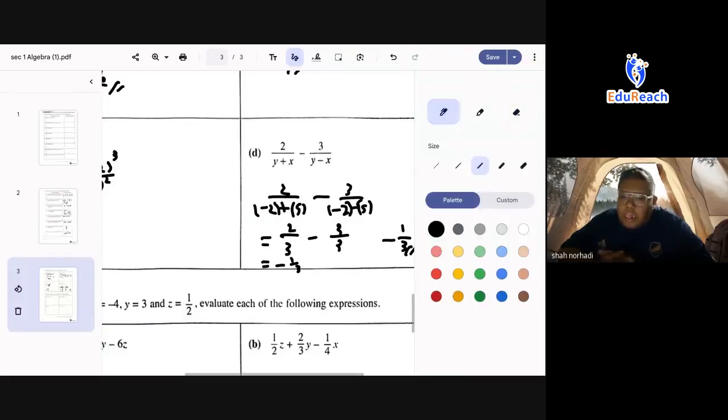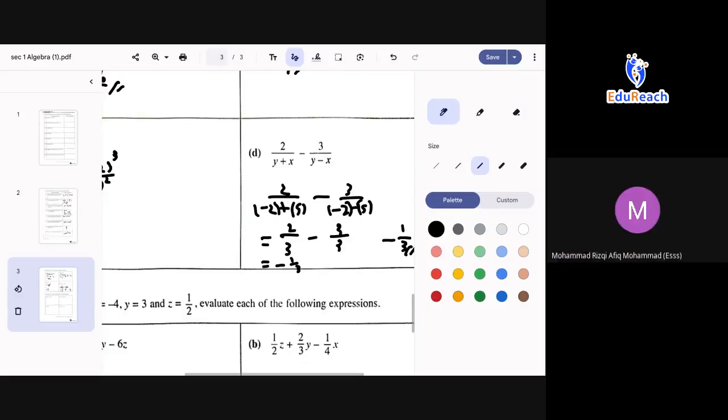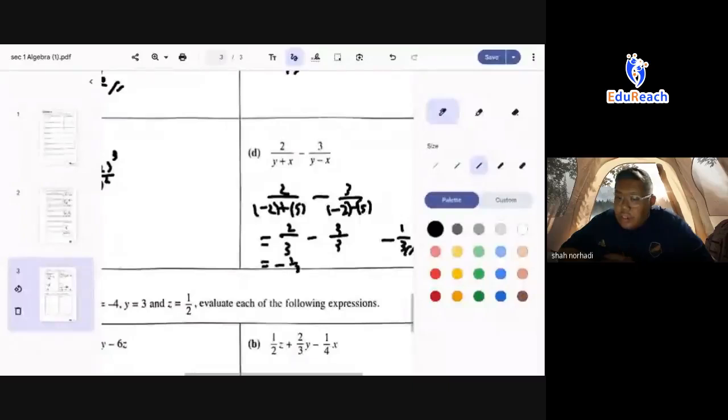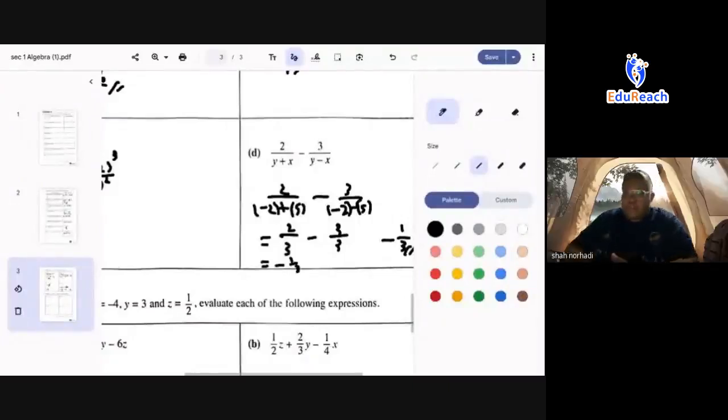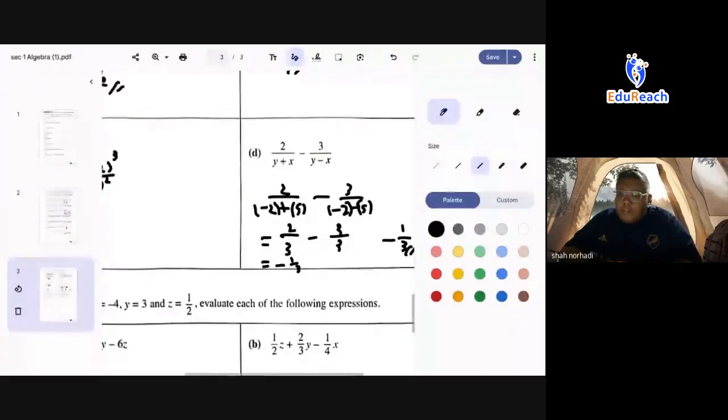So what will happen here? Negative 2 minus 5 will give you what? 3? It's not 3. Use your calculator. Negative 3? No, it's not. Minus 2 minus 5 is minus 7.